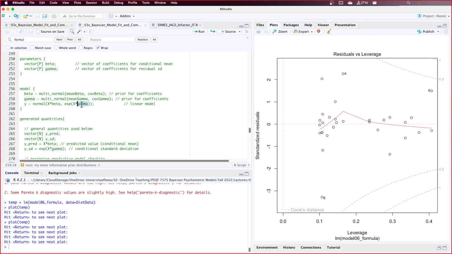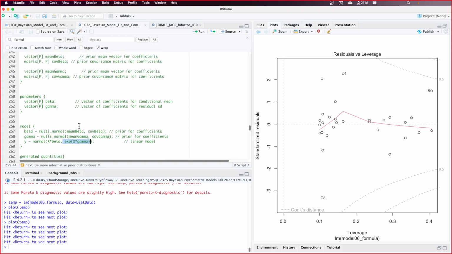So what does that mean? For each person's value of X, or group they're in, or interaction value, we're going to get a specific prediction for what their residual standard deviation should be. Now I need a gamma vector. Gamma itself I'm going to give a multivariate normal distribution. Gamma is really the betas for the standard deviation. And then I need to take the exponent of that to keep it positive.